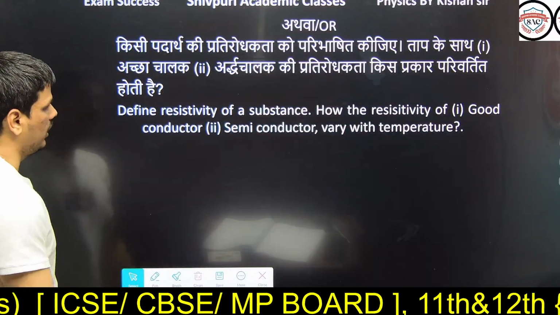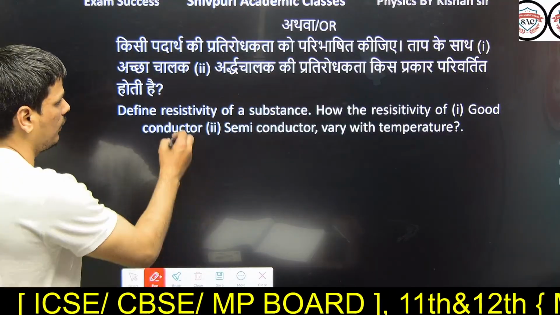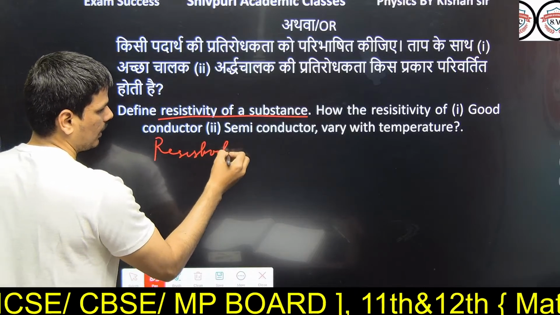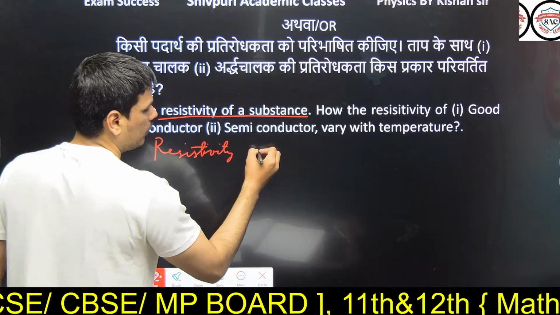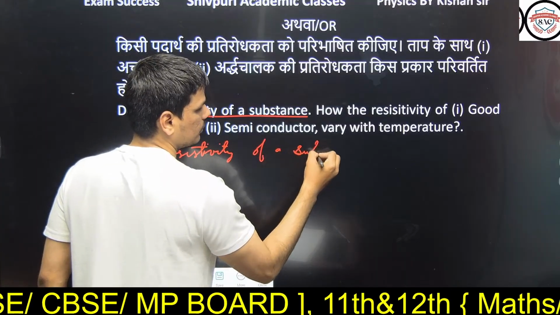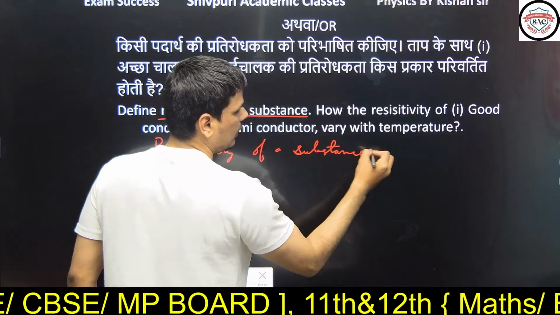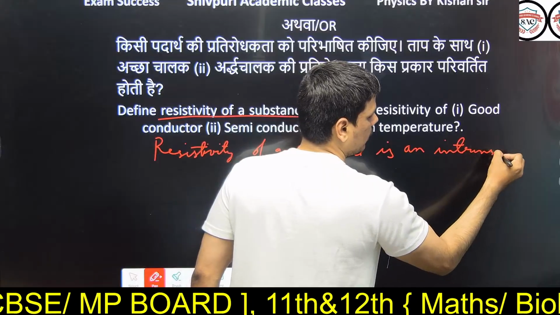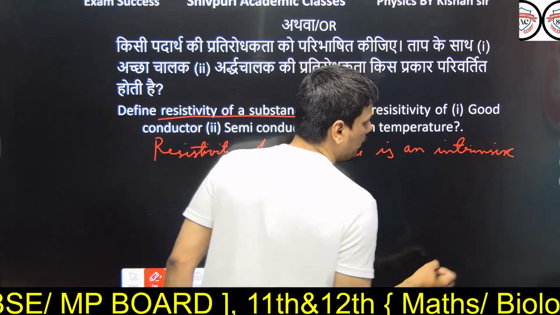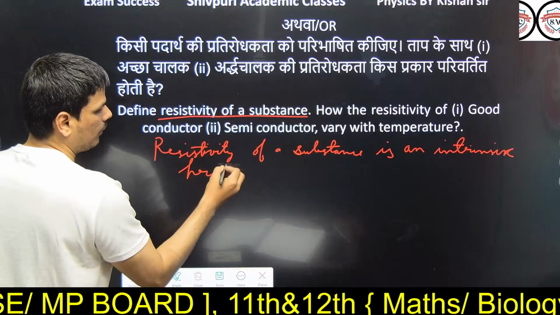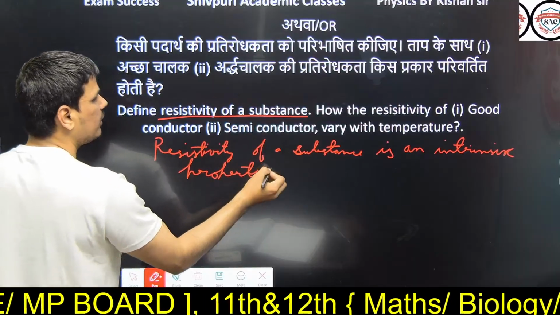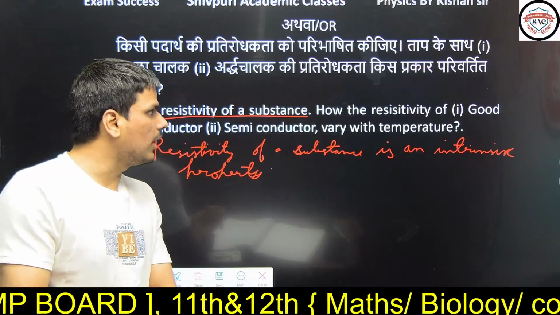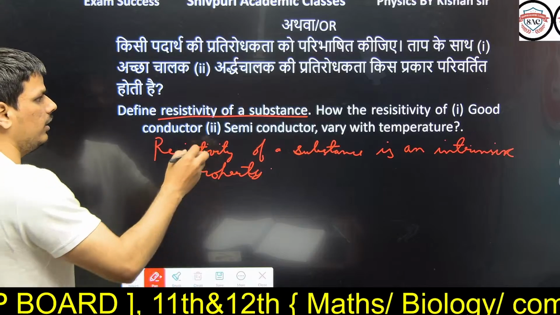Now question number 13, define resistivity. The resistivity of a substance is an intrinsic property, a fundamental property which offers us resistance, or we could say it is inversely proportional to the conductivity. Now comes how the resistivity of a good conductor and a semiconductor varies with temperature.